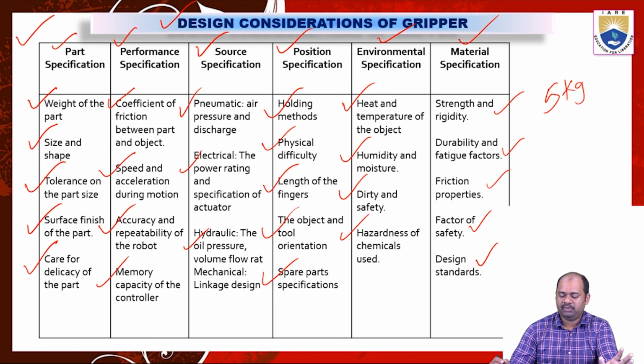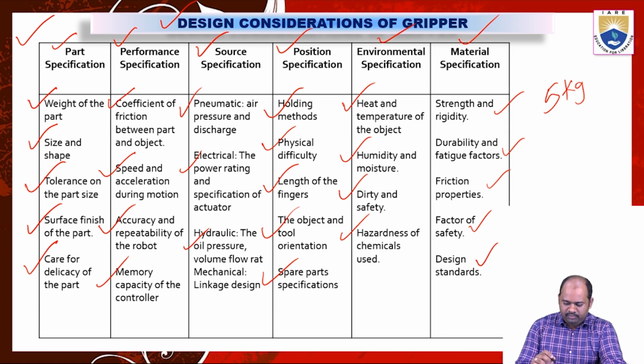The strength is also kept in mind. Durability is also kept in mind, because we might be using the same object again and again for gripping with the gripper. Friction properties, we have discussed this in the first point. Second point, the factor of safety, the friction properties, and the design standards, all these design properties should be kept in mind while designing a mechanical or any kind of gripper which is used for holding objects.